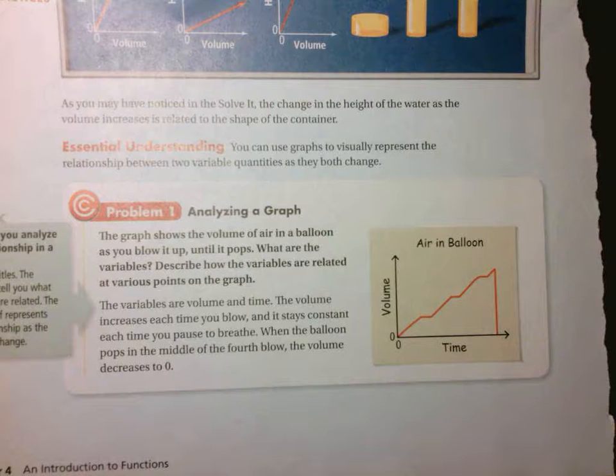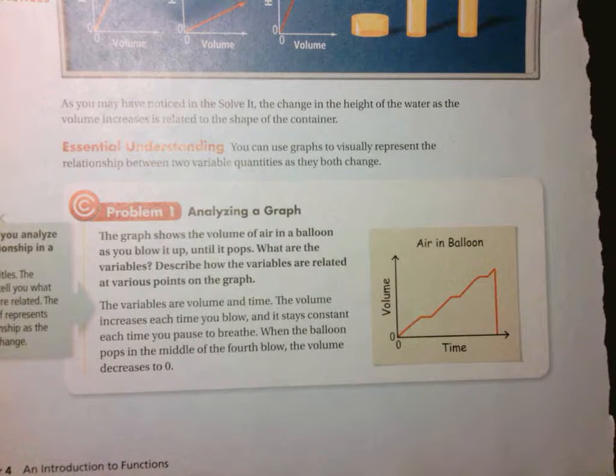So we have volume and time. And volume is dependent upon the time. The volume of air in the balloon is dependent upon how much time has passed. So what we're doing is we're looking at this graph and we're trying to speculate what is the story that this graph is trying to tell us, because all graphs tell a story. And so what we're trying to do is figure out what this graph is trying to tell us.